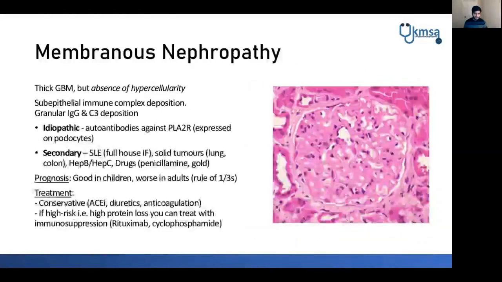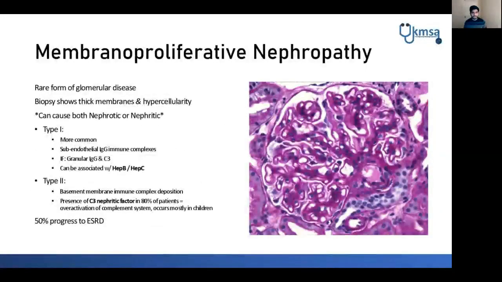So remember, the last one was membranous. This is membranoproliferative, so you get thickening of the membrane and also proliferation of cells. You get hypercellularity. This is a really tricky one because it can cause both nephrotic and nephritic. What can't, to be honest.